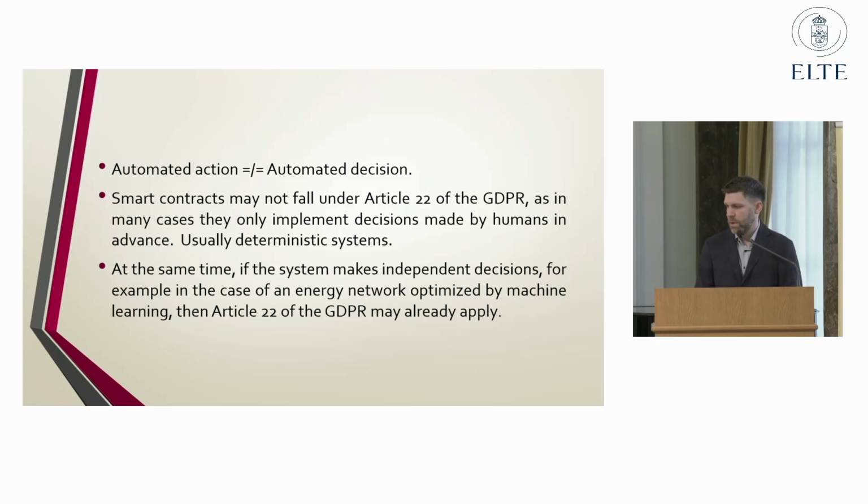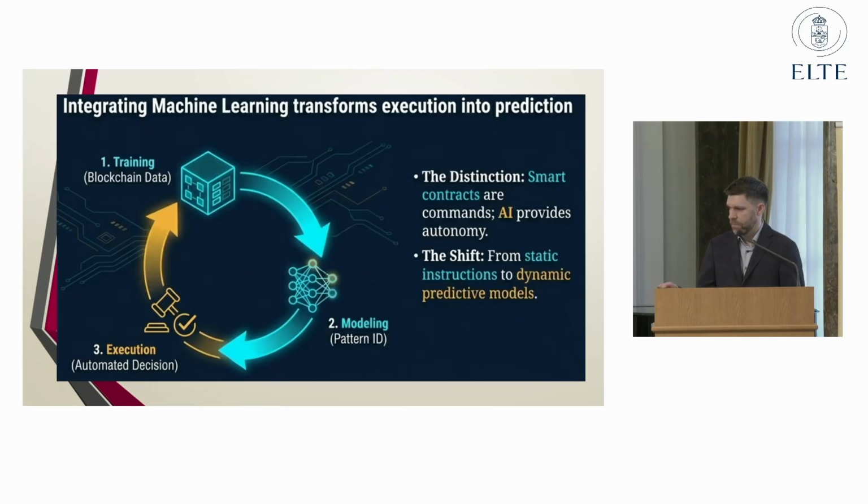At the same time, if the system makes independent decisions, for example, in the case of an energy network optimized by machine learning, as I already mentioned in my smart contract and smart grid example, then Article 22 of the GDPR may already apply. So we have to look very, very carefully at the system, how smart contracts are embedded in the system, how they are working. Do they reach the complexity and level that we can talk about an automated decision-making system?